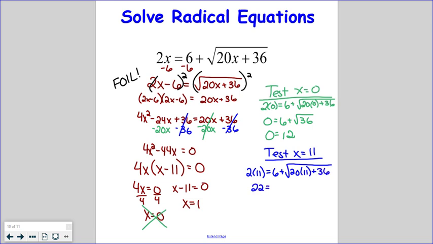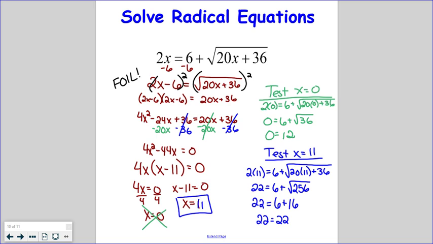Okay, 2 times 11 is 22. 20 times 11 would be 220, plus 36 would be 256. And the square root of 256 is 16. Okay, well, 6 plus 16 is 22. That is a true statement. 22 does equal 22. That works. Oops, 11. That's 11. X does equal 11.